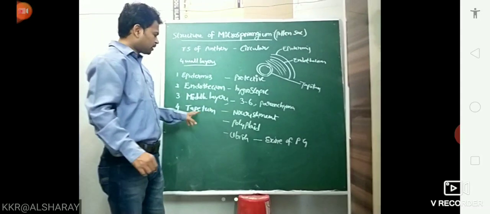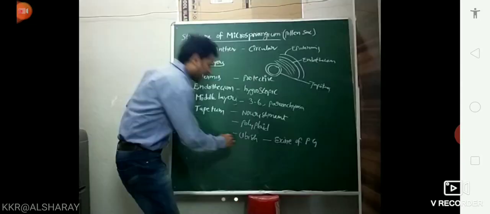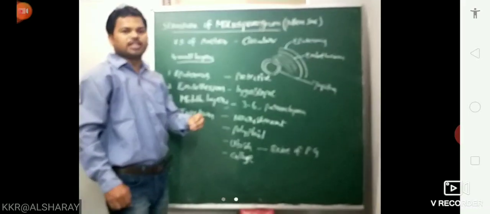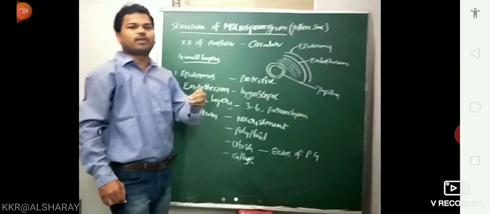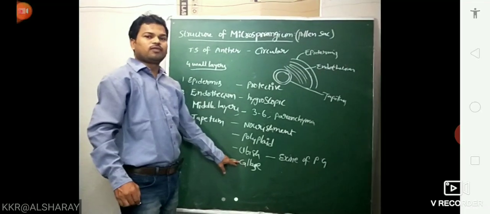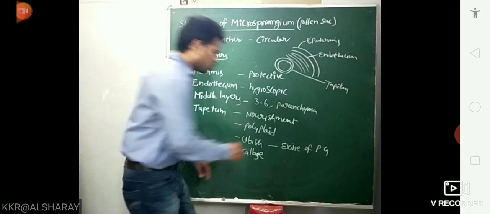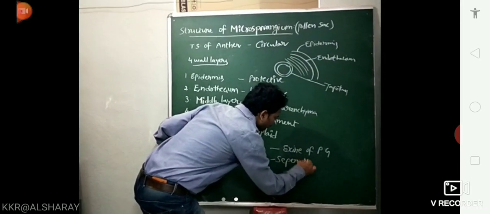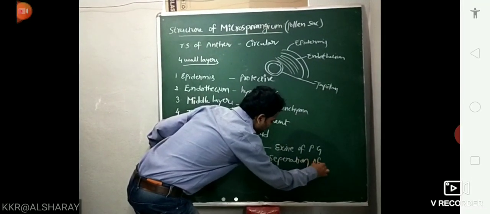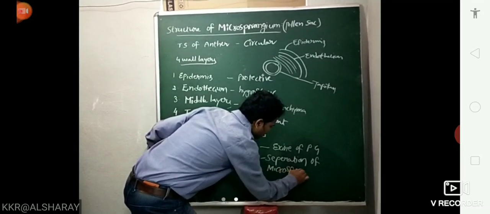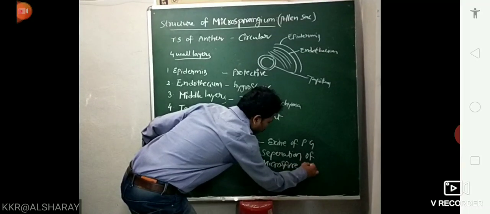Not to worry. Next, tapetum cells secrete the callase enzyme. Callase enzyme is mainly responsible for the separation of the microspore tetrad. I repeat, callase enzyme is helpful for the separation of the microspore tetrad.